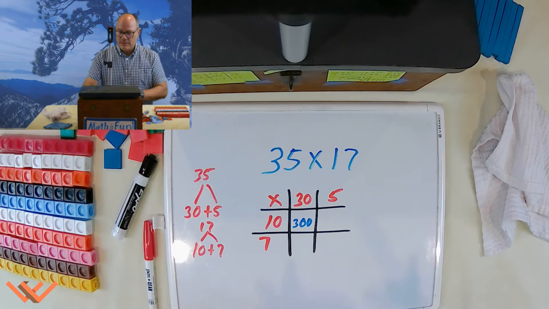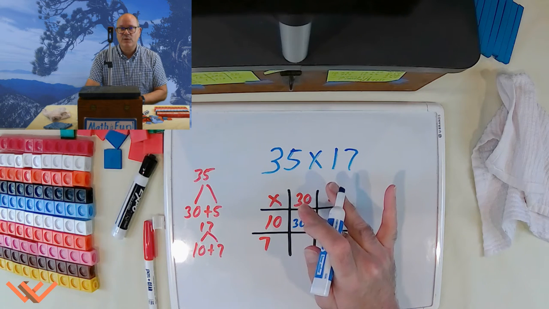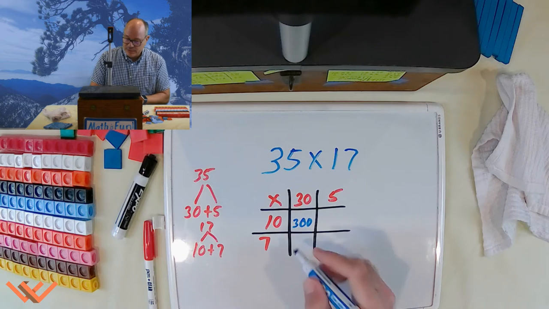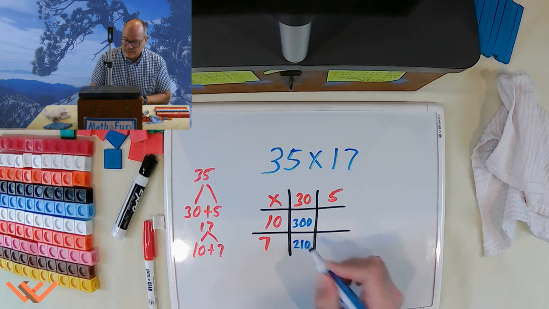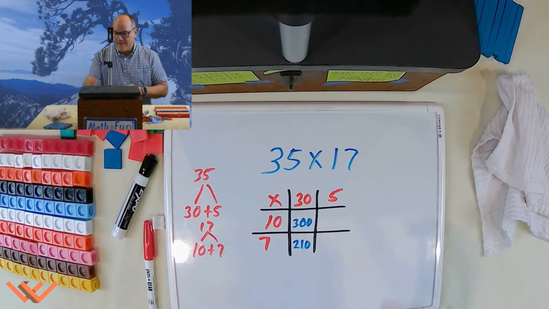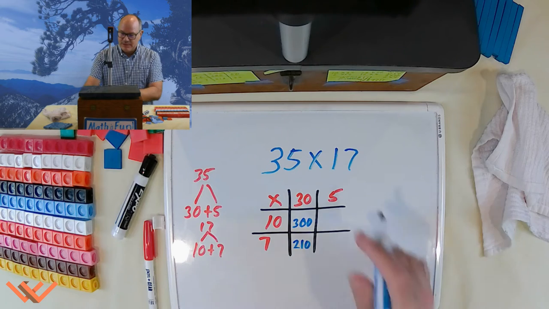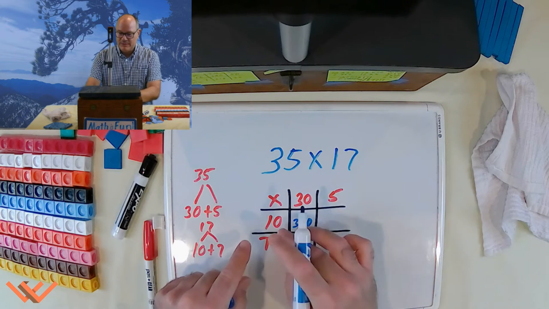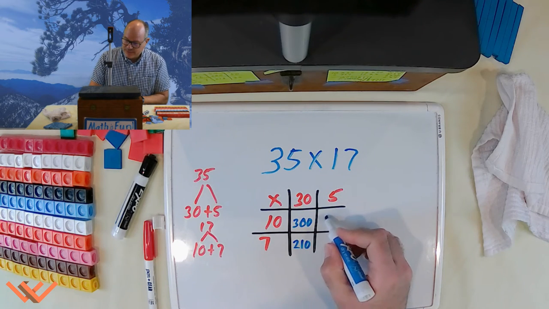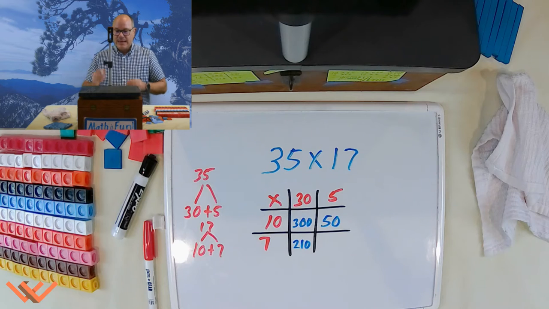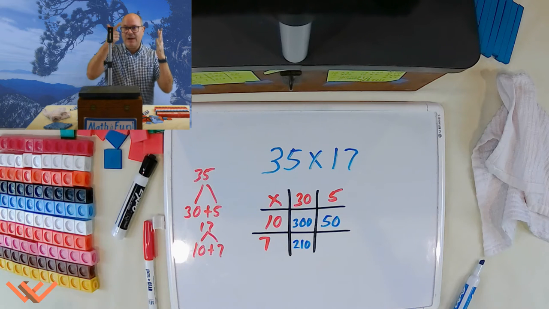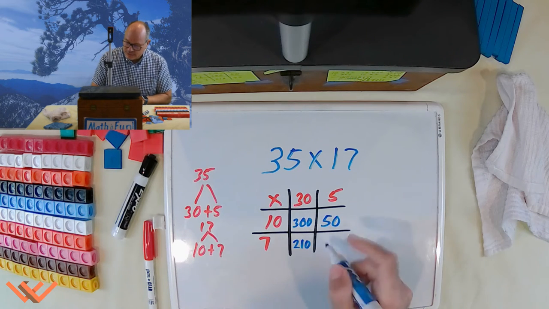Whoa, how do you know that? Well, if it's just 3 times 7, that's 21. Add that 0, 210. Right? Following along with me? 5 times 10 is 50, because 1 times 5 is 5. 5 times 0 is 0, so it's 50. And then 7 times 5, or 5 times 7, we can do that. 5, 10, 15, 20, 25, 30, 35. There we go. So 35.